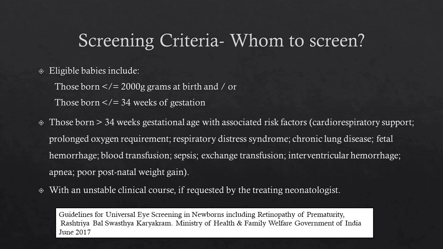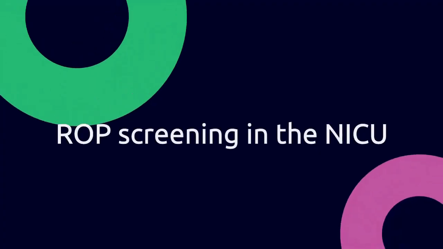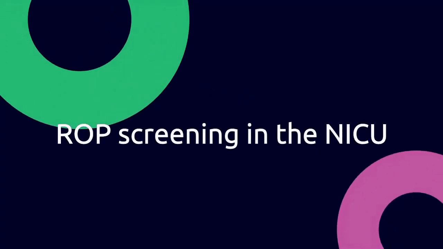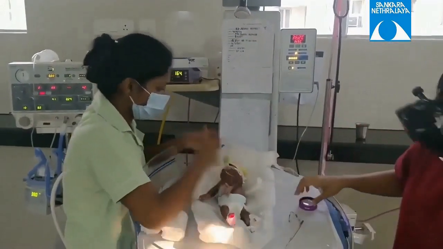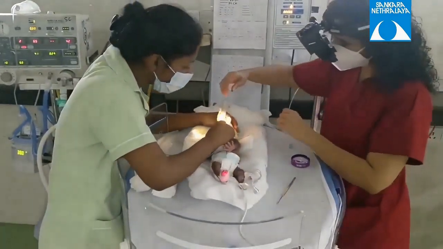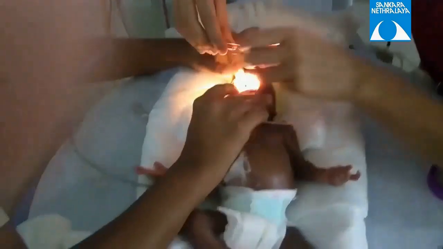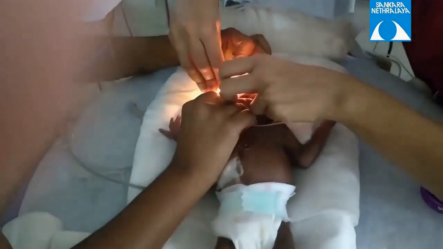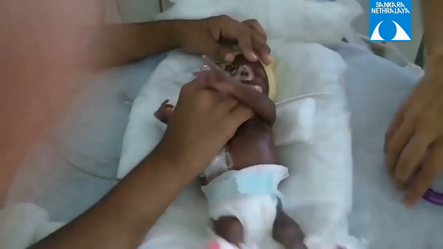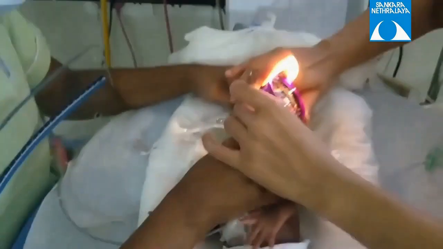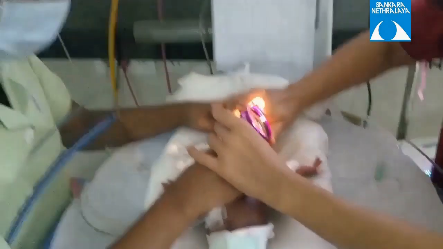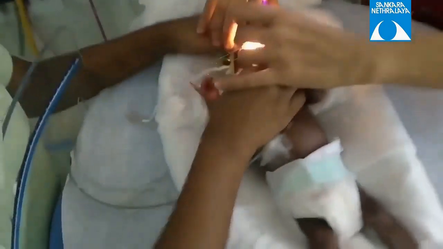Babies weighing less than 2000 grams at birth or those with gestational age less than 34 weeks of age need to be screened. Safe and effective prophylactic treatment to prevent ROP is by early screening coupled with timely intervention. Screening for ROP is carried out in the NICU in this video. ROP drops are put every 15 minutes, not more than 3 times. Proparacaine 0.5% drops are instilled for topical anesthesia.